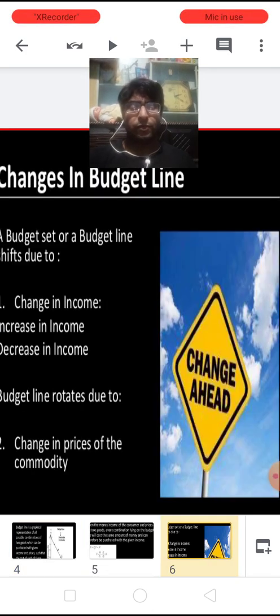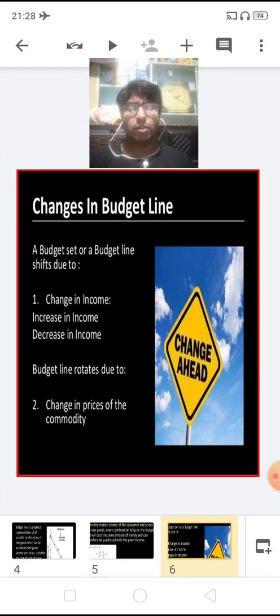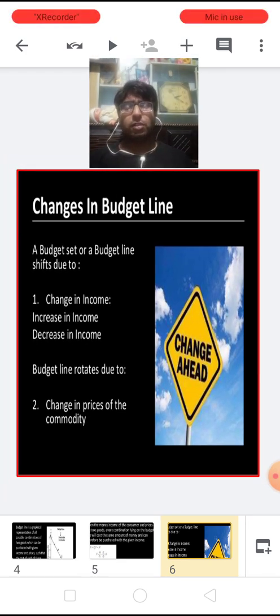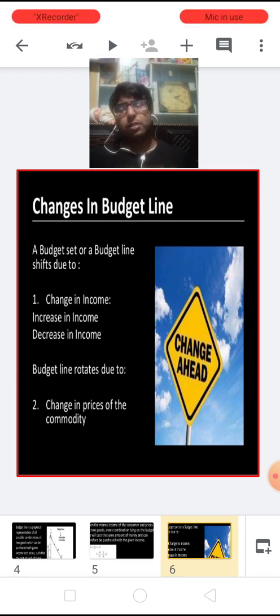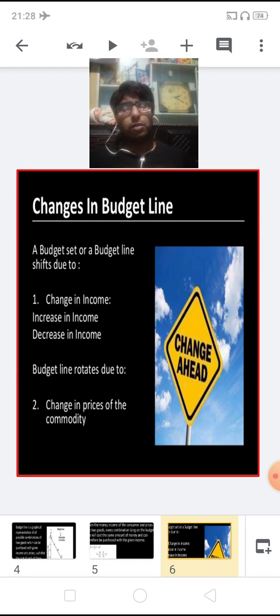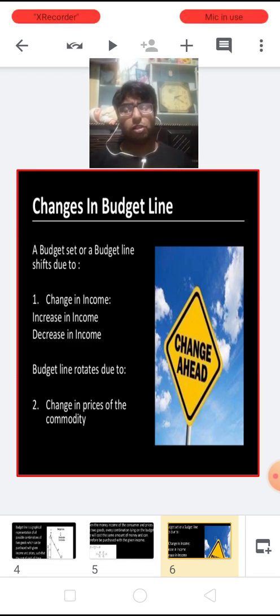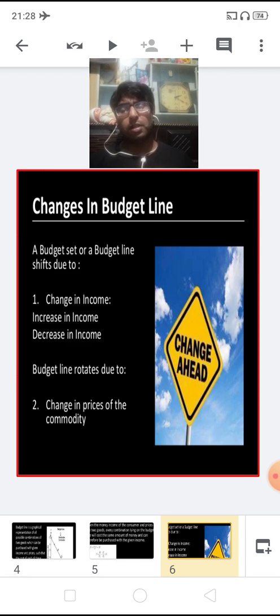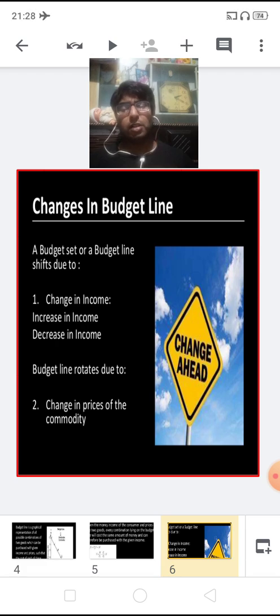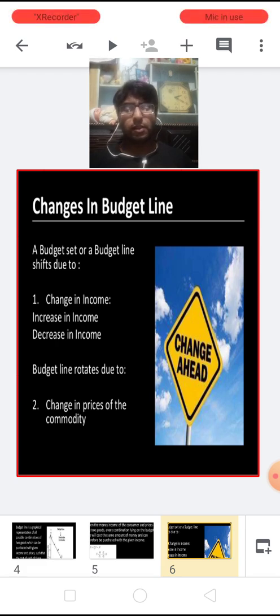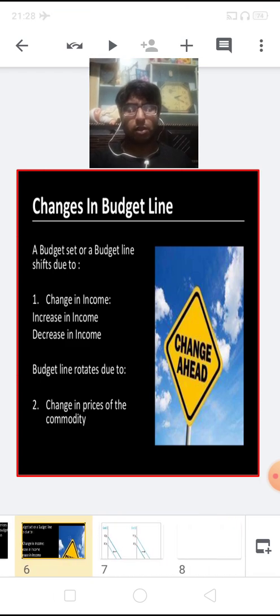Now children, we have already understood the budget line. Now we are going to learn the change in budget line. Now children, what will be the change that occurs in the budget line? So a budget set, or you can say a budget line, shifts or rotates towards left or right just because of two reasons, or two possibilities. Either there is a change in income, like if there is an increase in income or if there is a decrease in income, and secondly the budget line rotates due to change in the prices of the commodities. Now let us understand both the concepts.